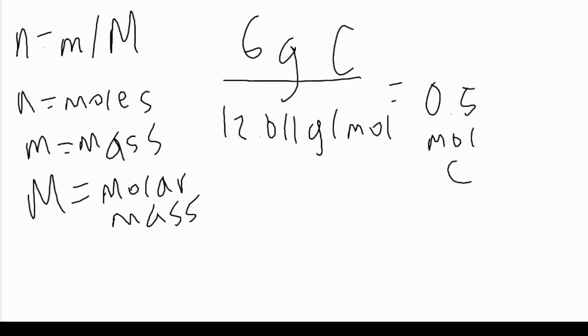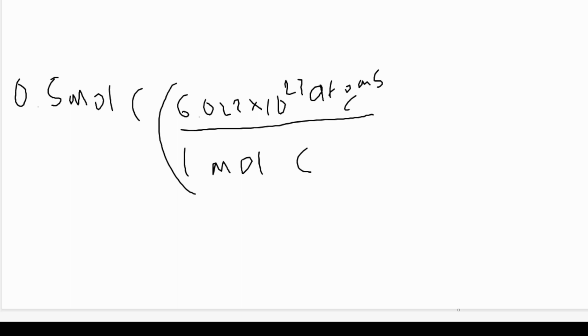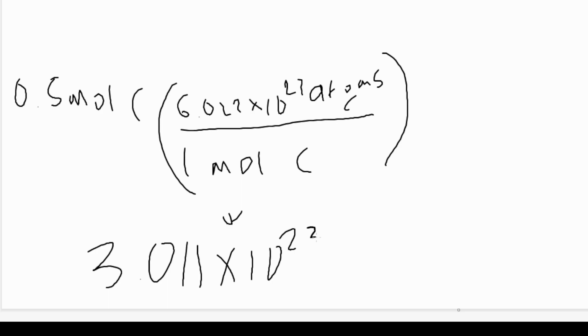Let's say we want to take it one step further and figure out how many atoms of carbon we have, because that's what we were trying to do initially, right? Well, we have 0.5 moles of carbon, and how many things are in a mole? Well, for every 1 mole, we have 6.022 times 10 to the 23. And here we're talking about atoms of carbon, right? Because that's what we're trying to find. So if you were to do the math here, you would get that we have 3.011 times 10 to the 23 atoms of carbon. And plug that into a calculator if you want.